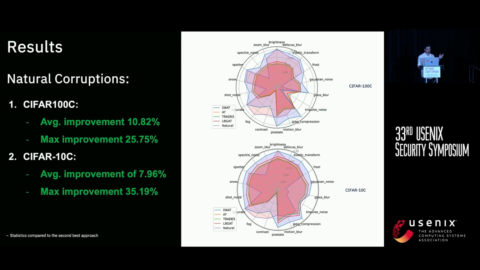Some more results on natural corruption. This corruption benchmark dataset consists of 18 diverse corruption types. It involves noise, blur, weather, and digital categories. We tested it on CIFAR10-C and CIFAR100-C. We saw very significant improvement across the board compared to some of the most commonly used methods in adversarial training, up to 25% in CIFAR100-C and up to 25% improvement in CIFAR10-C.